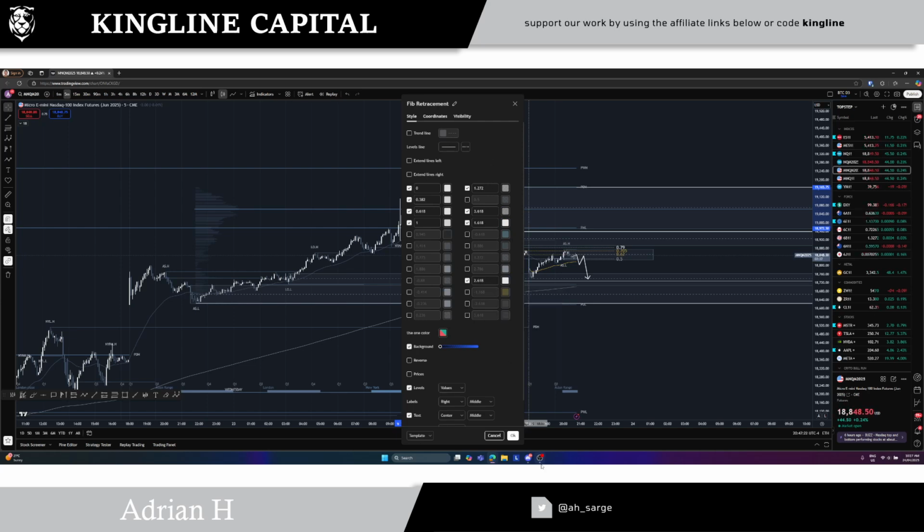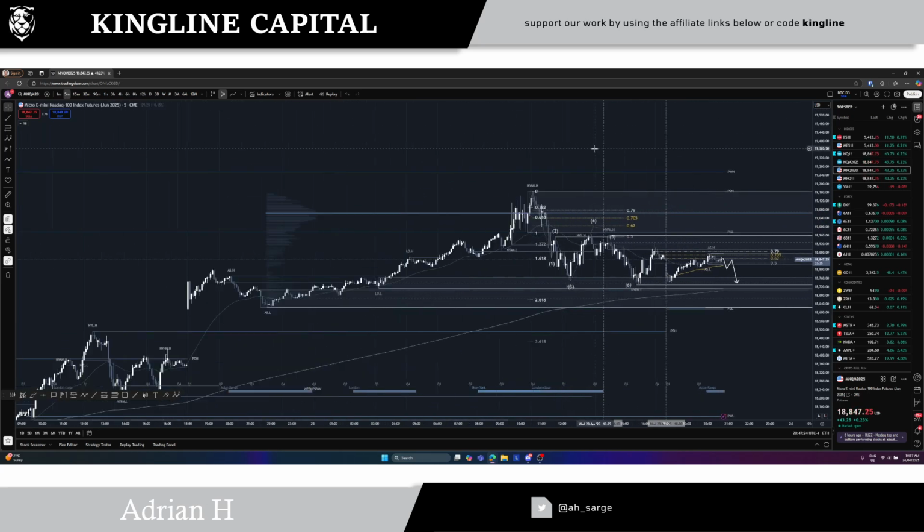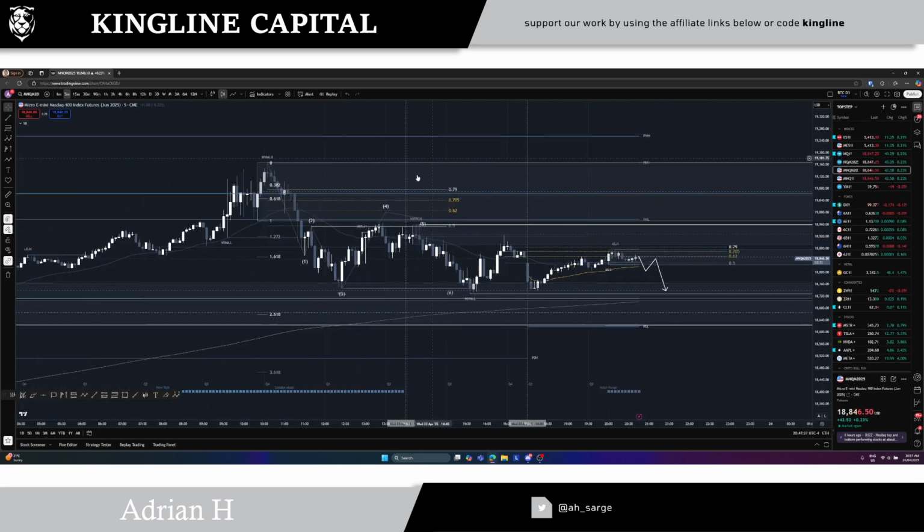And from doing a lot of testing of this, I used to wait for the breakout, and then I would look for, I'd use the 382 as a retracement normally, or a 618 retracement, and then I'd target the 2.618 and 1.618.